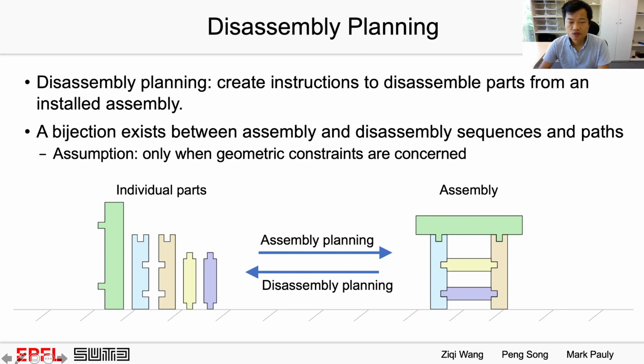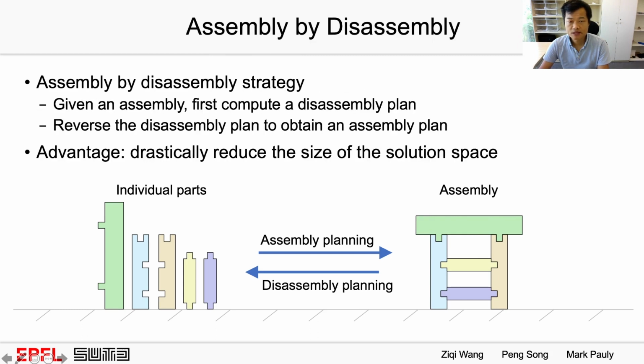Assembly planning is a reverse process of disassembly planning. A bijection exists between assembly and disassembly sequences and paths if we consider only geometric constraints. This enables an important strategy for assembly planning, called assembly by disassembly. The advantage of this strategy is to dramatically reduce the size of the solution space for searching the valid assembly plans. This is because parts in an assembled state have far more precedence and motion constraints than the disassembled state.